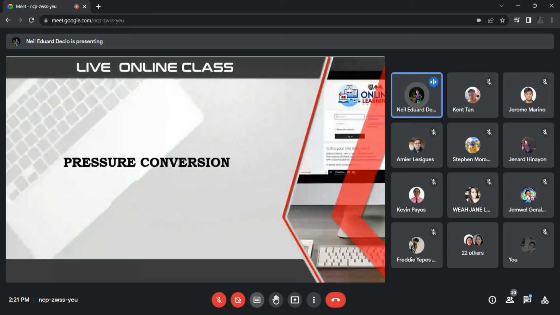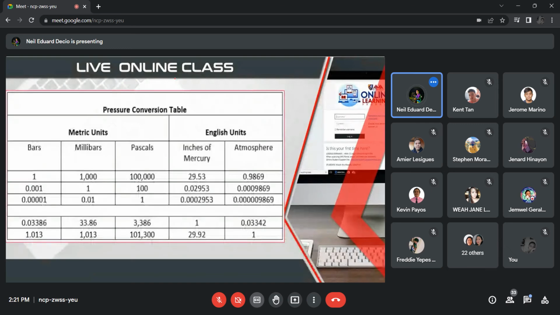Okay. So now let's do pressure conversion. For the metric units, our base here is bars. Then we also use a prefix less than the base unit, which is millibar. And then we also have pascals. For the English units, we have inches of mercury and atmospheric pressure, atmosphere. Okay, so just an idea.